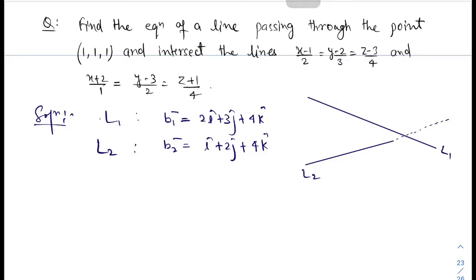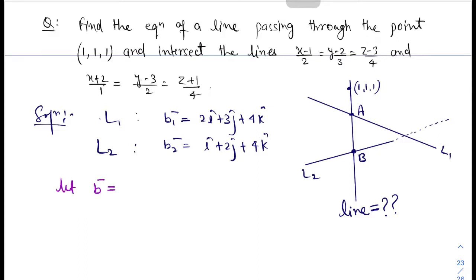We have to find the equation of a line. So this is our required line that is to be found, which is passing through the point 1 comma 1 comma 1 and is intersecting the two given lines at, obviously, two different points A and B. Okay, let me take the parallel vector.